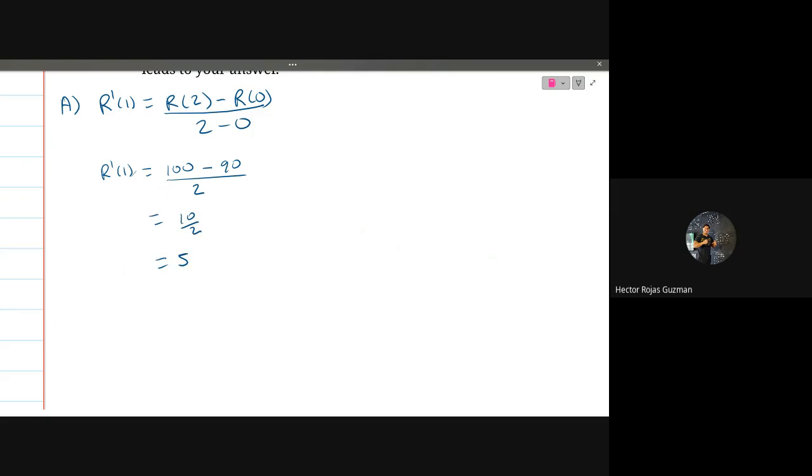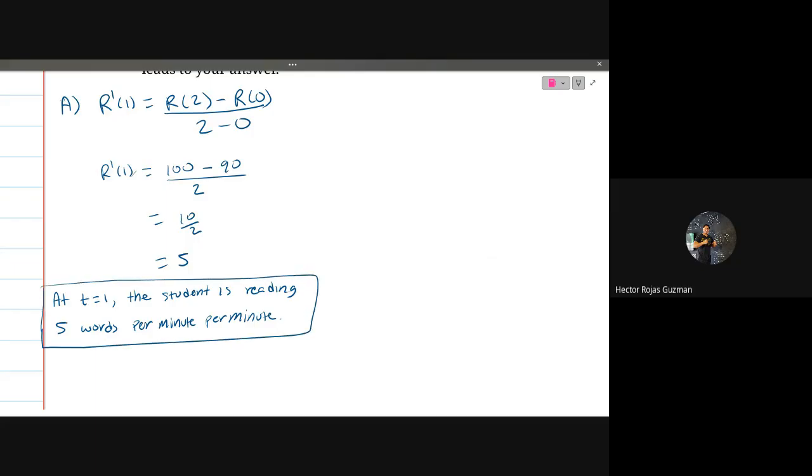Put your answer into context. At t equals 1 minute, the student is reading 5 words per minute. Okay, I confused myself there. The words were a little too close to each other.